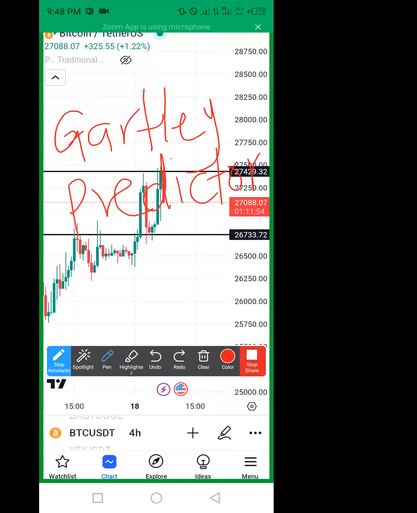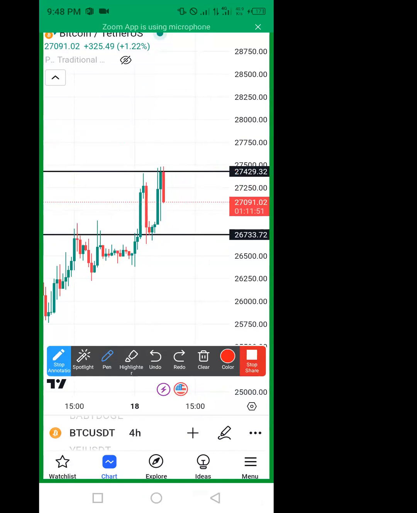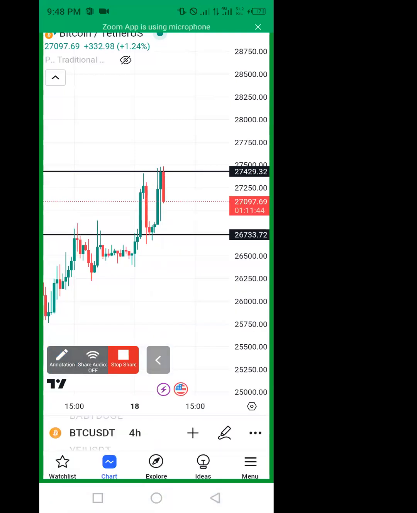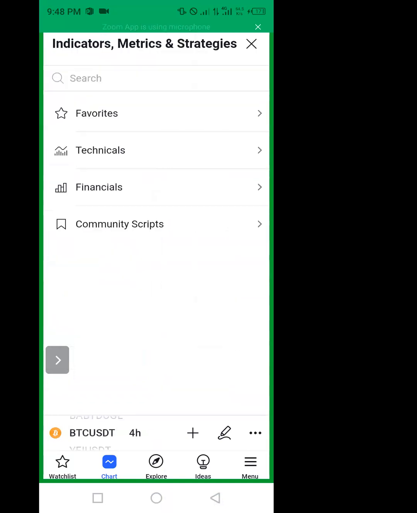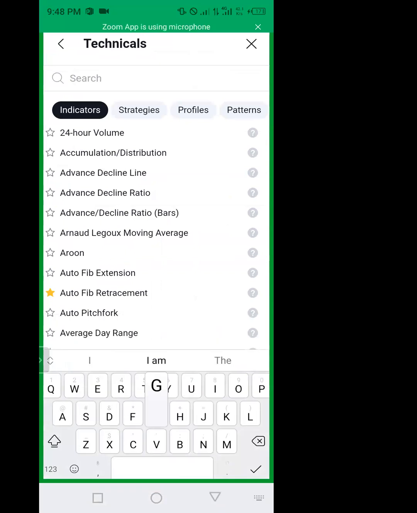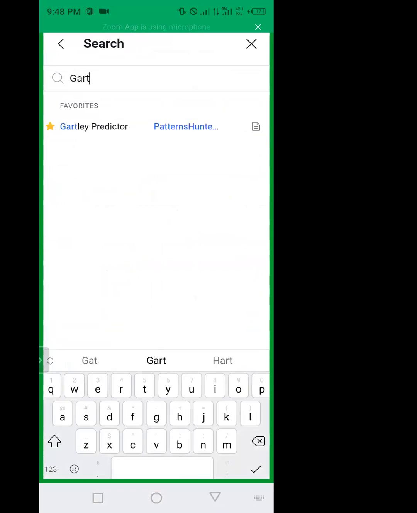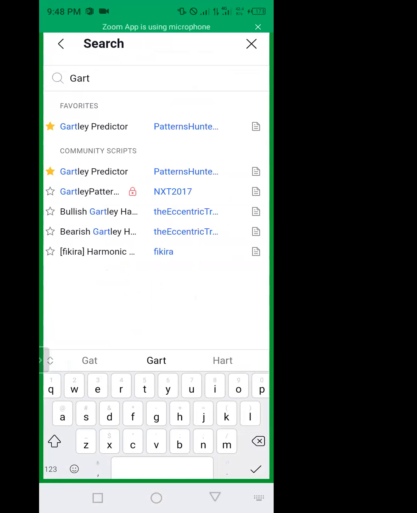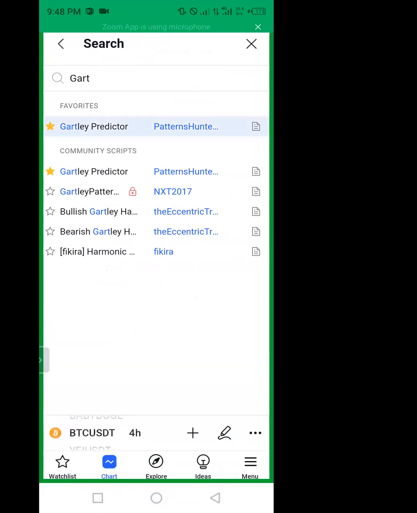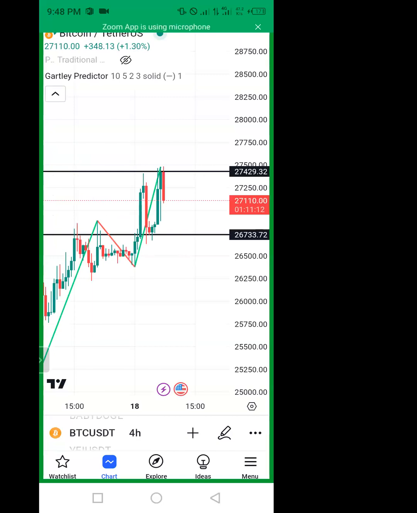So, ladies and gentlemen, the Gartley Predictor, where are we going to get it from? Let us first get it, and then we get to know what it has. We go to the plus, and then we go to indicators. Go to technicals. If you are new here, just go in the search bar and put there Gartley Predictor. It has a blue word on the right called Patterns Hunter, but with the Gartley Predictor, if you click on it, let it get highlighted. The moment it is highlighted, go back.